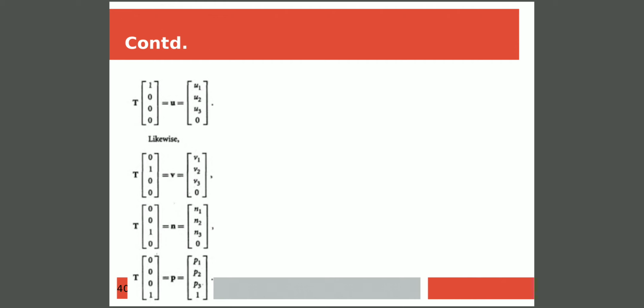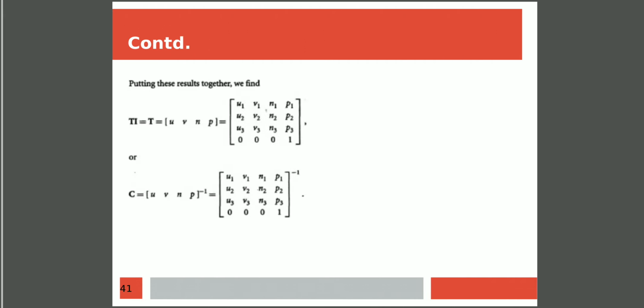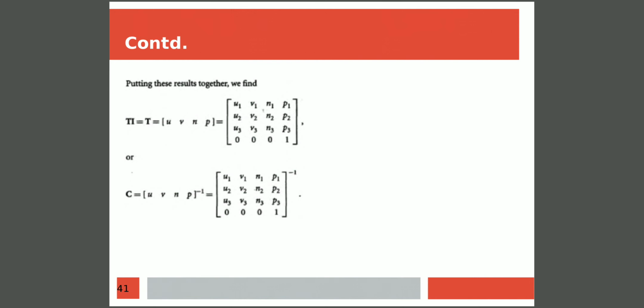When we combine all this, we are able to calculate the matrix T. So T will be represented as u1, v1, n1, p1 and so on for all four rows. As you know, matrix T is nothing but C inverse. So C is nothing but T inverse, that is the inverse of u, v, n, p. So when we know all the values, that is u1, v1, n1, p1 and all other values, we can calculate the inverse of this matrix. So we are able to get the specific values for a matrix C to change the coordinate system from one to another.